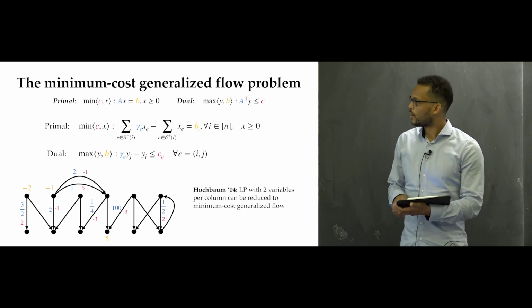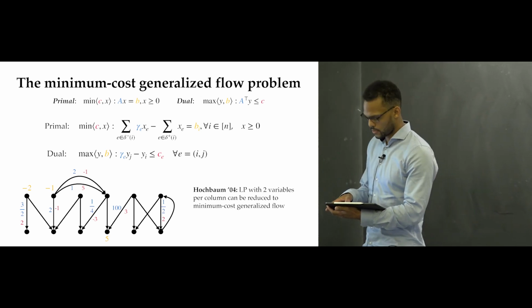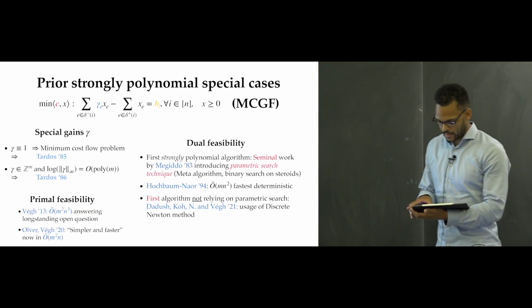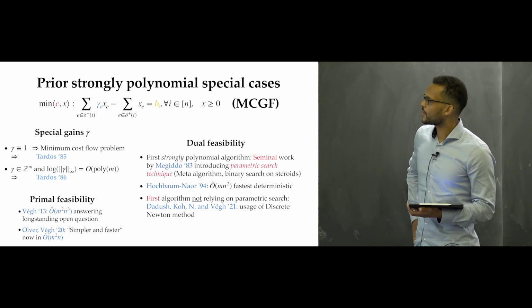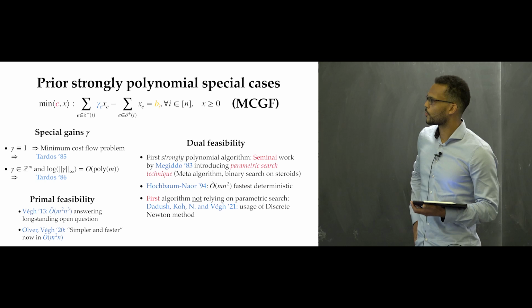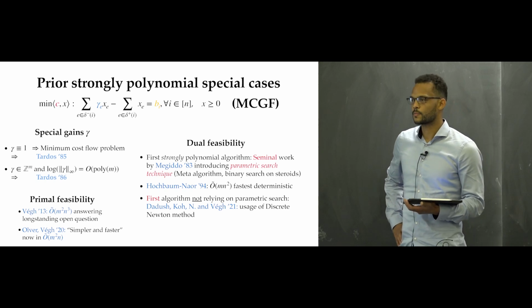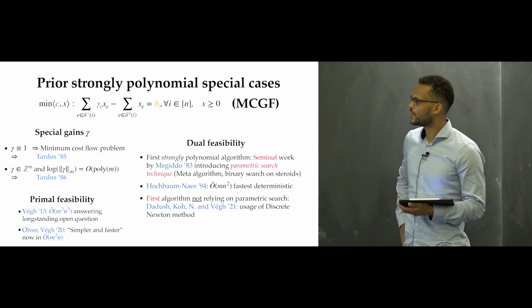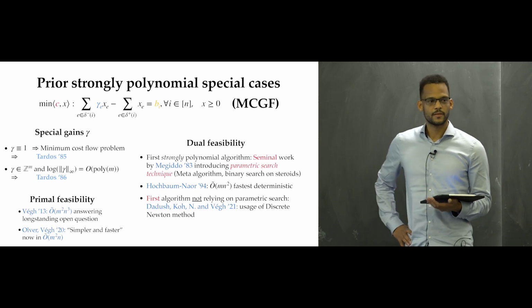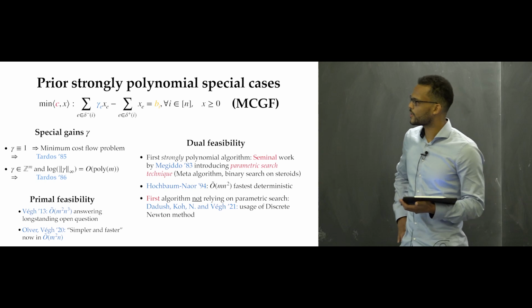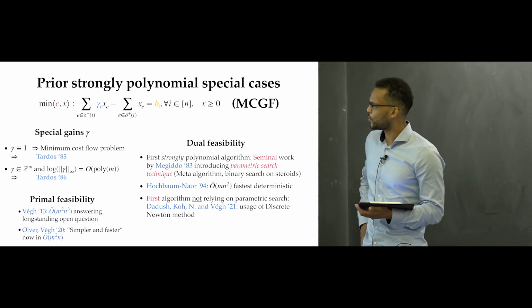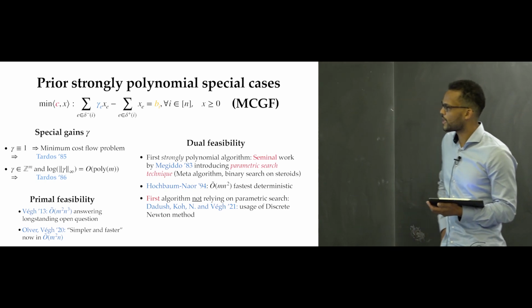Okay. So what has been known for this problem before our result? Let's start with special gain factors. As mentioned, gamma all 1 corresponds to the minimum cost flow problem, and that was first shown to be strongly polynomial by Éva Tardos in 1985. In fact, even other gain factors gamma have given you strongly polynomial time algorithms since the mid-80s.